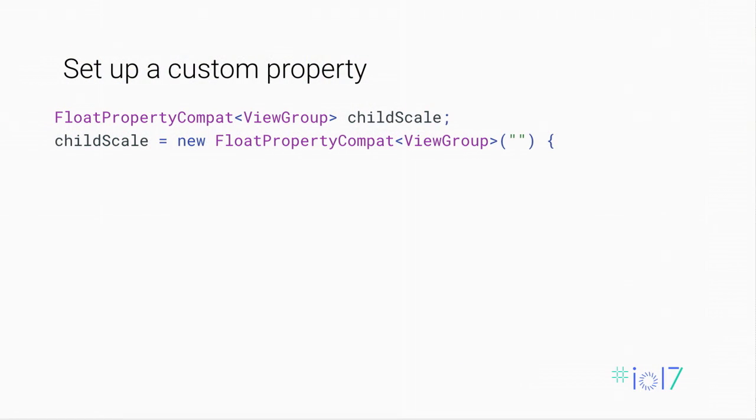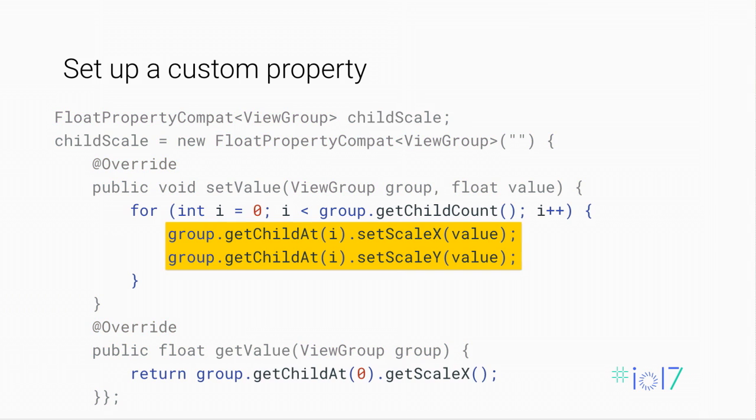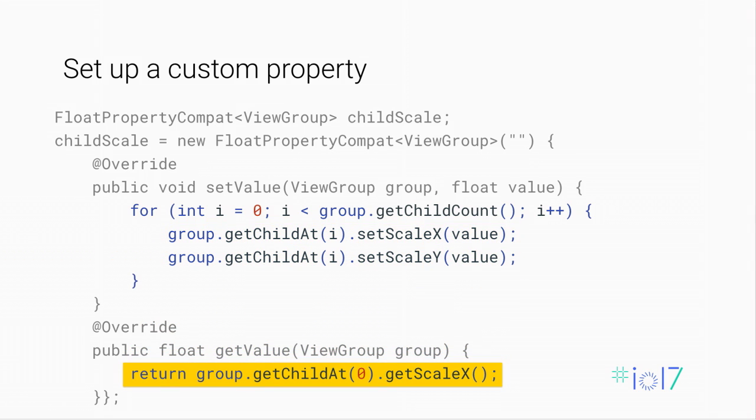Here, we're going to create a custom property using float property compat. And we're going to have to override the set value and get value. Whenever the child scale changes, we will receive this set value callback. And in that, like we mentioned, we're going to pass down the change to all the children and then change their scale X and scale Y property uniformly. And in the get value, since we're assuming all the children to have the same scale, we can just return the scale of any child. In this case, we'll just return the first child.